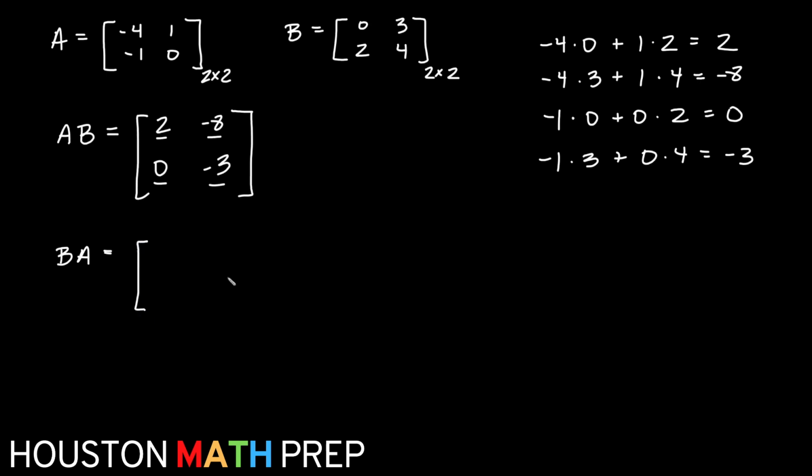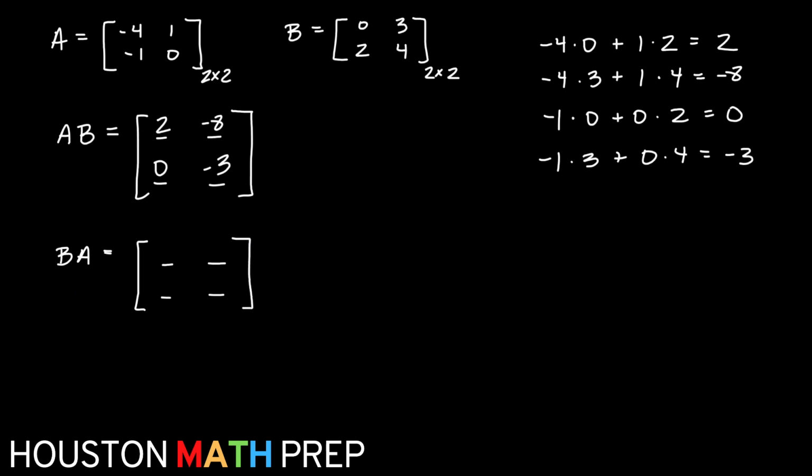Let's again see why we can't really trust just assuming that because it's doable, because the multiplication is defined, we necessarily get the same thing. So for B times A, we'll still have a 2 by 2 product there. So let's look at what happens.